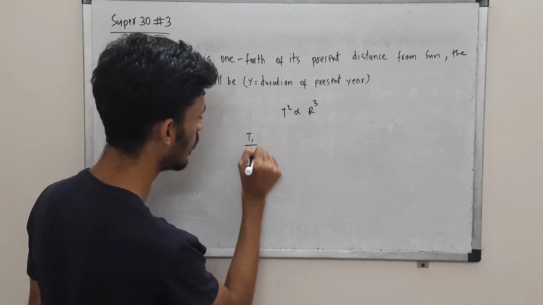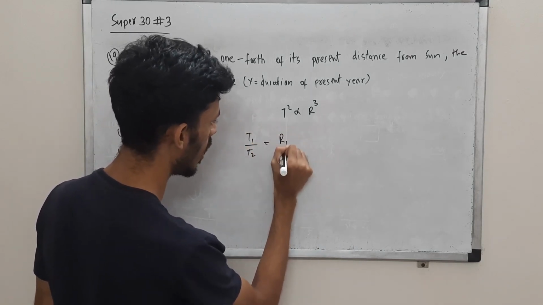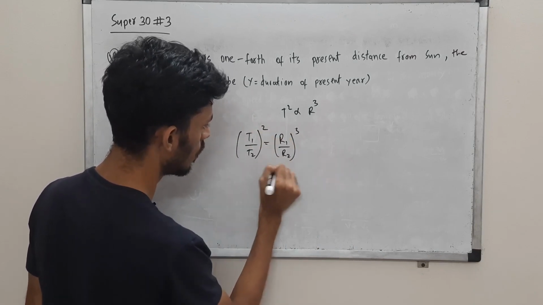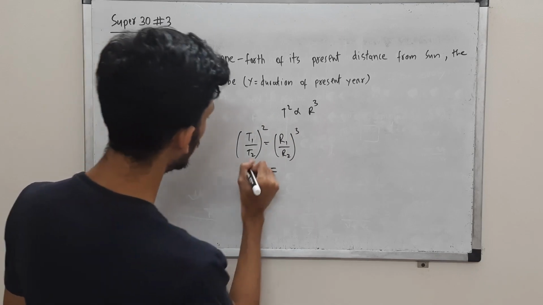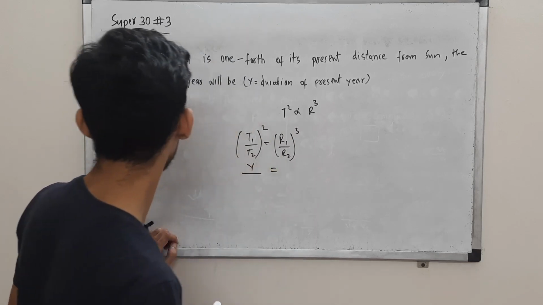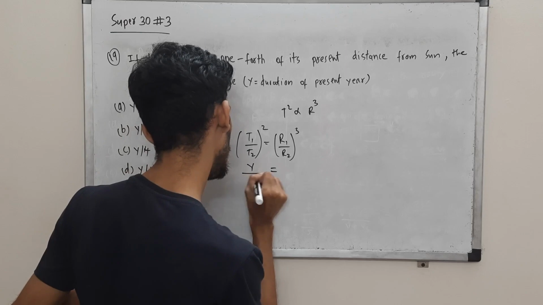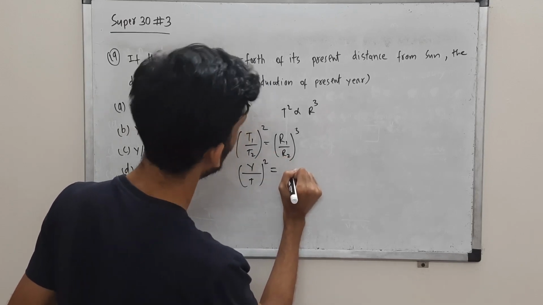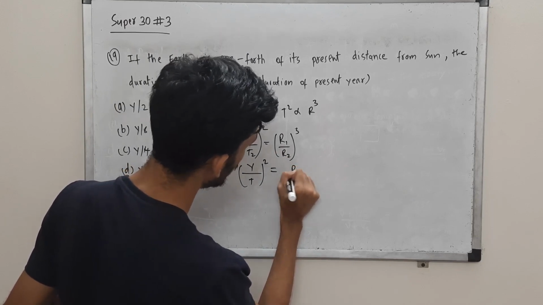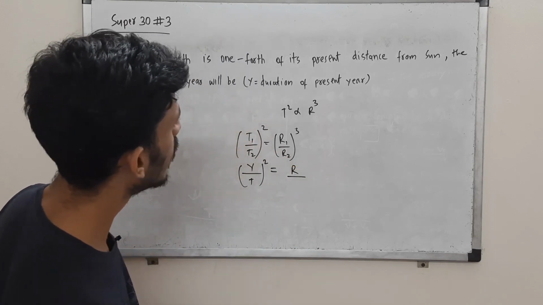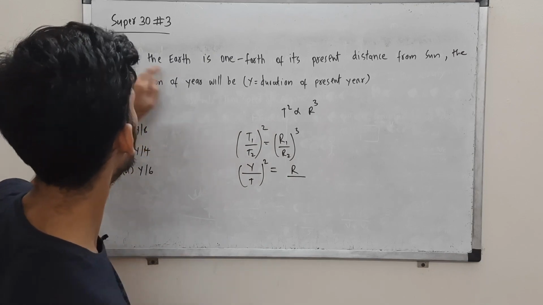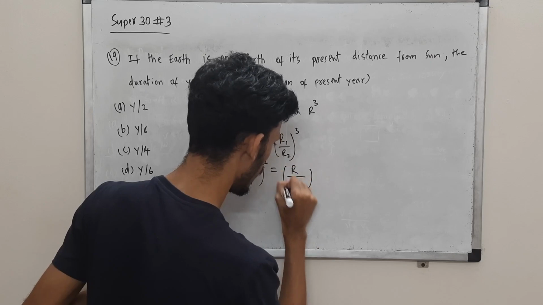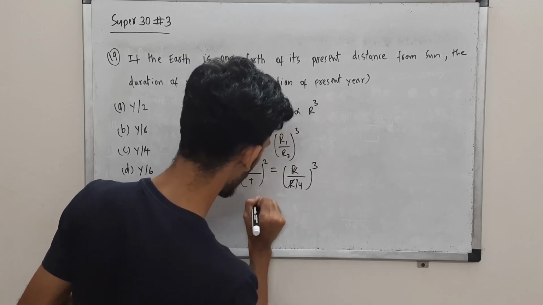So T1 by T2 we can say is R1 by R2 cube, this square, right? So initially the year is Y. New year will be, let's say, T. We are supposed to find T in terms of Y. R1 is the present distance, we'll consider it as R. Then R2, if the earth is 1/4 of its present distance, so R2 becomes R by 4, and this is cubed, this and this will get cancelled.